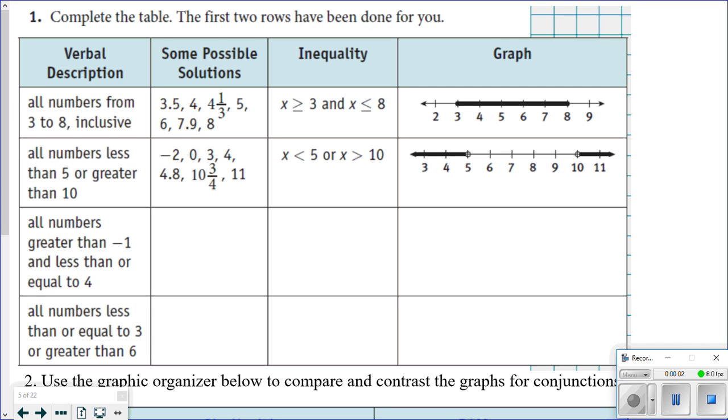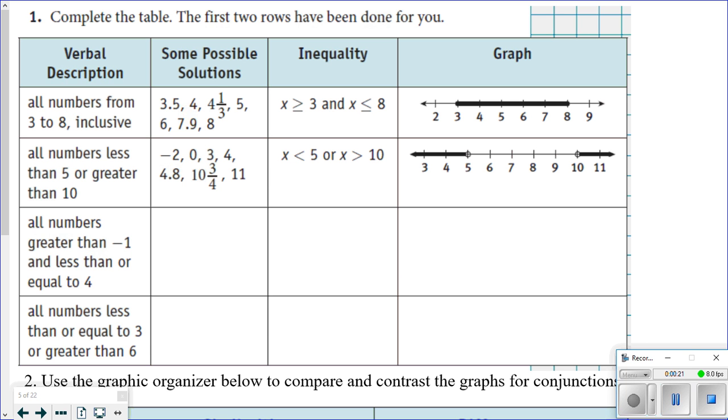Go ahead and open your book to page 43. We're starting lesson 3.3 called Compound Inequalities. Page 43. So yesterday's video we talked a little bit about conjunctions and disjunctions. Now we're going to look at them from this table.